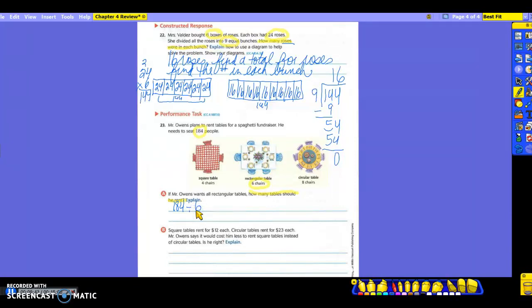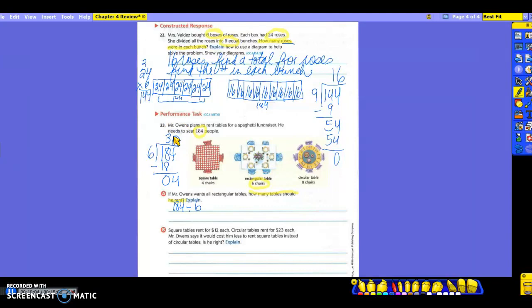And let's do the math over here on the side by the tables. So 184 divided by the 6 chairs. How many times does 6 go into 18? 3. 3 times 6 is? 18. So that will give me what when I subtract? 0. I'm going to bring down my 4. Does 6 go into 4? No.